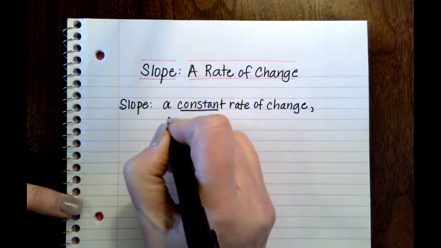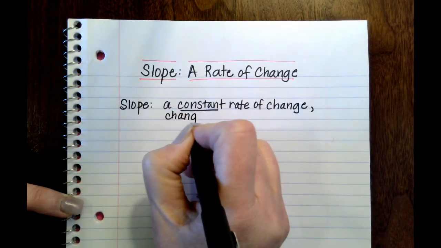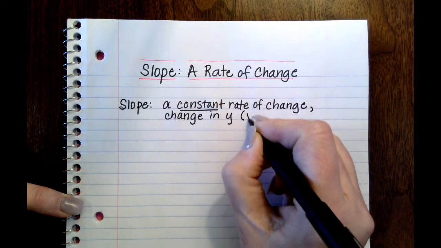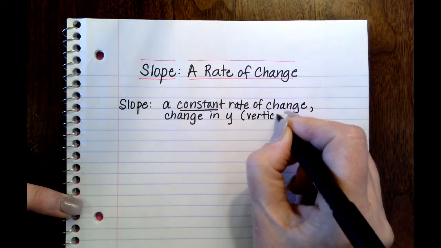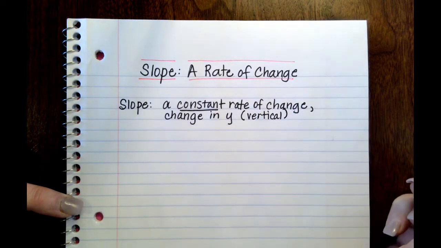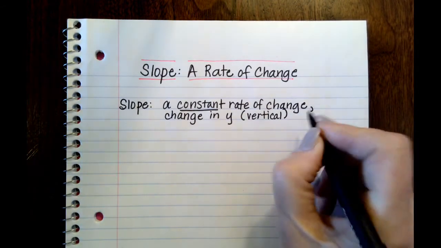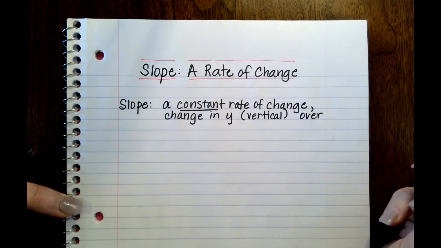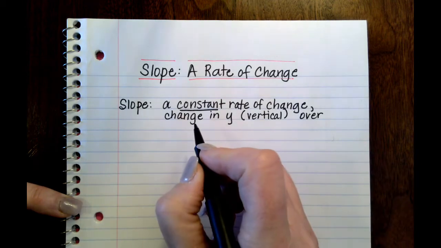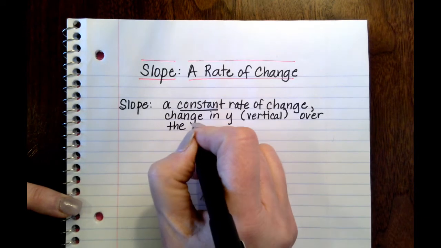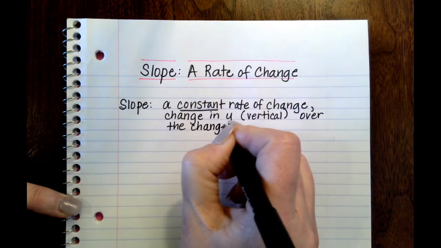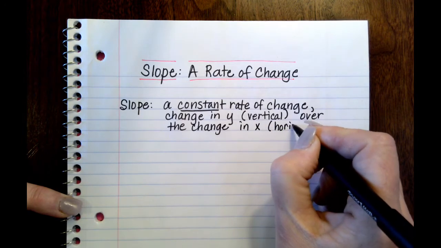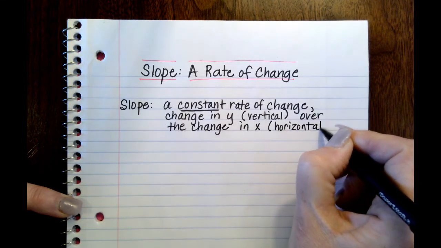And specifically, it is the change in y, which is on a graph the vertical, over, and over always means a fraction, right? So over the change in x, which is the horizontal, or side to side, you could think about.